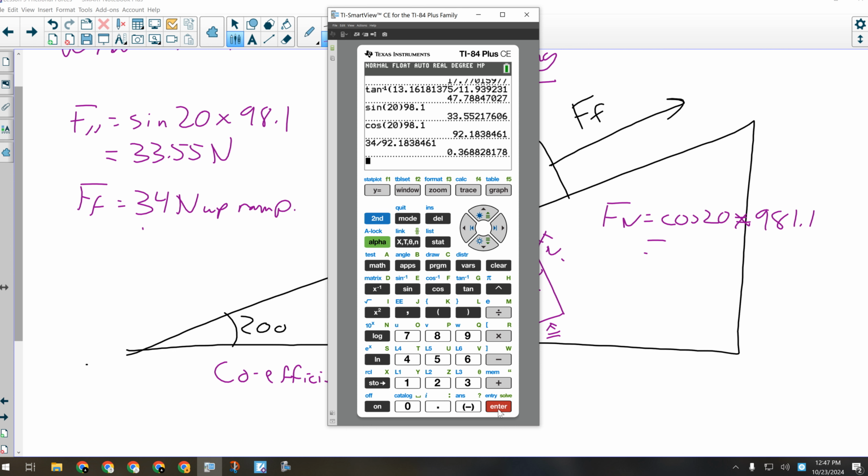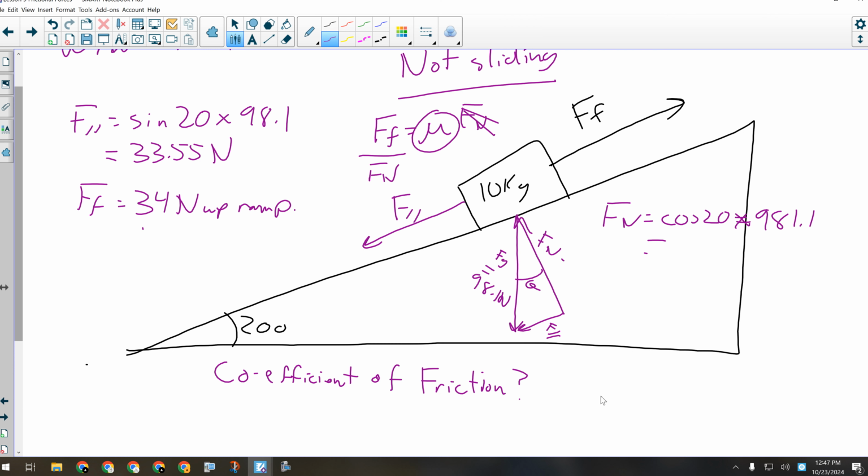Yes. Almost all coefficients of friction are a decimal. They're basically the percentage of the normal force that gets converted into friction. Okay? Friction is almost always smaller than normal force. So it's like a percentage. It's how much of the normal force actually can be converted into friction. Okay? So our coefficient of friction for that one is 0.37 newtons. Or sorry, 0.37. No units.